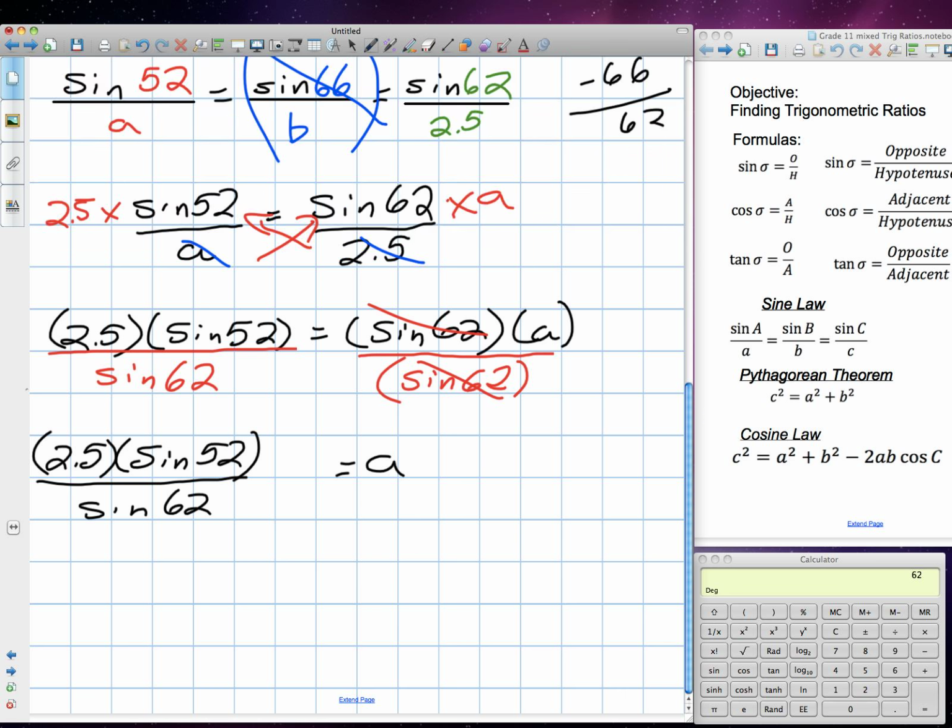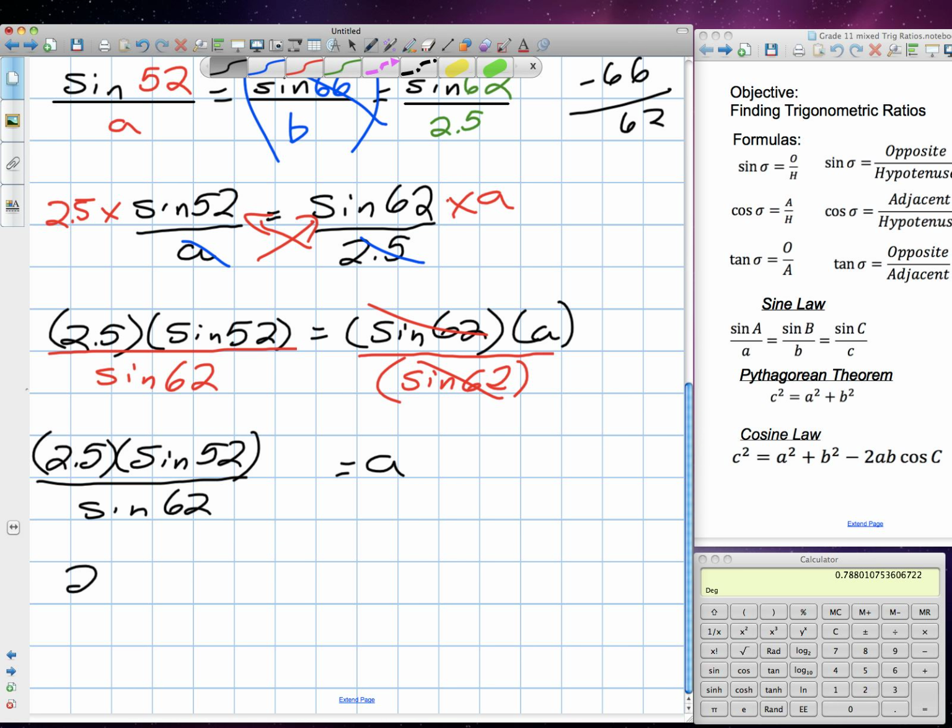Now, if you have a calculator that has two lines, you can put this all in one step. I want you guys to practice this. You have a calculator like the one I have on the side here. It's not that good. So I'm actually going to have to solve for my sine 52 and sine 62 first. Then I'll do the multiplication and division. So 52 sine, 0.788.